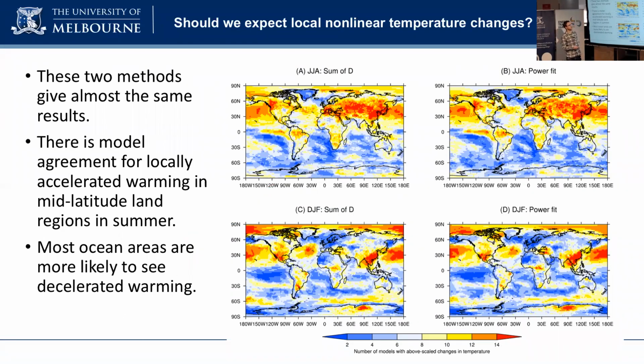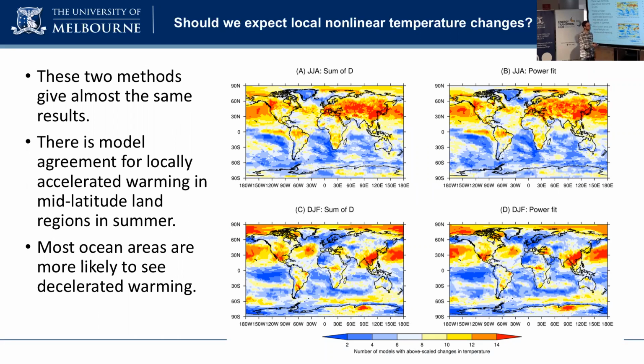And this is basically what I find. So this is for boreal summer on the top. So I should say, is it austral winter on the top, austral summer on the bottom. On the left is the sum of departures method, and on the right is the power fit method. And this is actually just looking at model agreement. So this is taking each of these CMIP5 climate models and whether they agree on the sign of the nonlinearity. So if it's orange to red, they're in general agreement that it's an acceleration locally. If it's blue, they're in general agreement there's a deceleration locally.